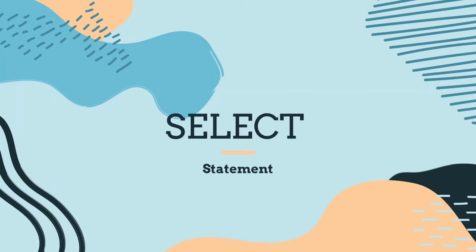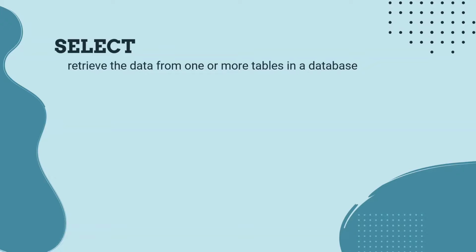First, we will discuss the select statement. The select statement retrieves the data from one or more tables in a database. A table consists of rows and columns like a spreadsheet. The result of the select statement is called a result set, that is a list of rows, and each row consists of the same number of columns. The syntax of the select statement is select, then column name, then from, and then table name.